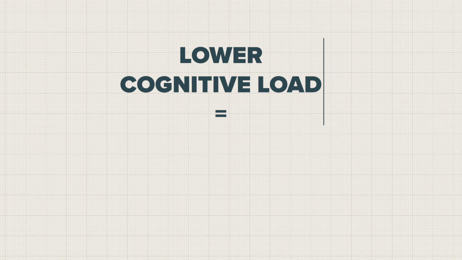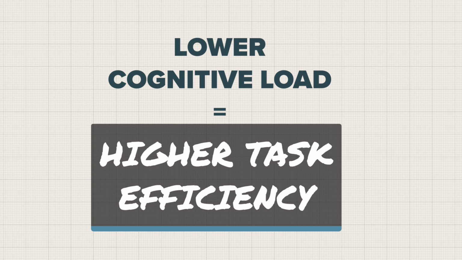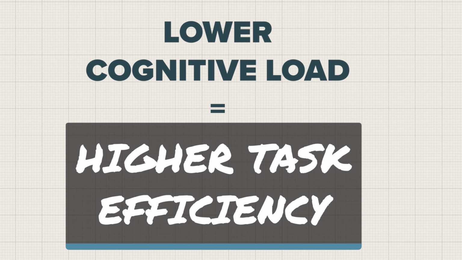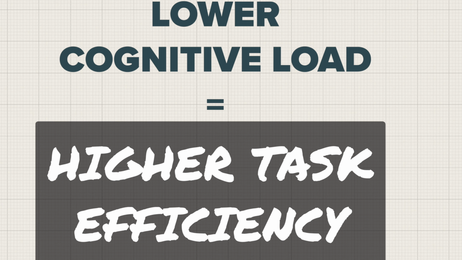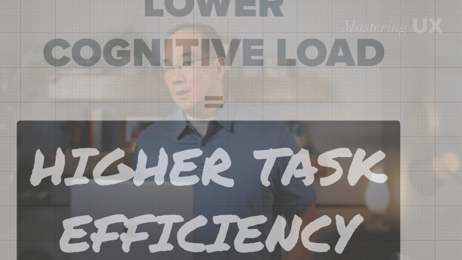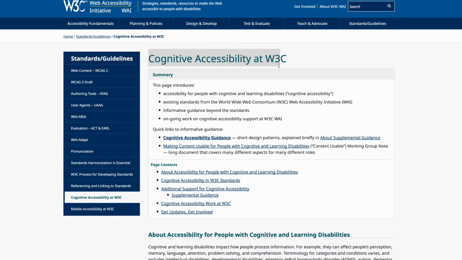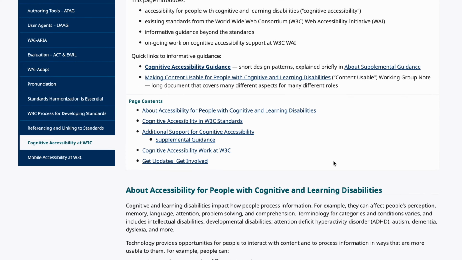Also, for efficiency, reducing cognitive load can make users more efficient. A study published in the International Journal of Human-Computer Interaction found that interfaces designed with lower cognitive load led to faster task completion rates. On accessibility, high cognitive load can make a product less accessible, and this is particularly important for users with cognitive impairments.